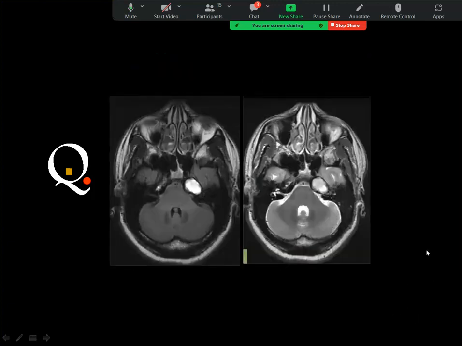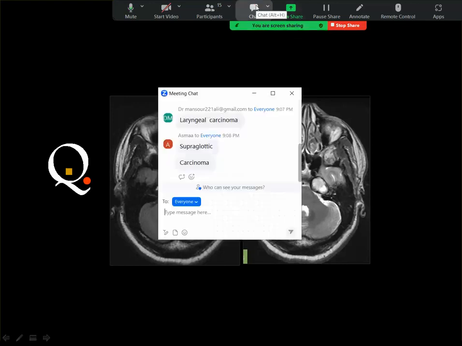The next case is an MRI of the petrous bone, let us say, and this is the T2 FLAIR image, and this is the T2 weighted image.